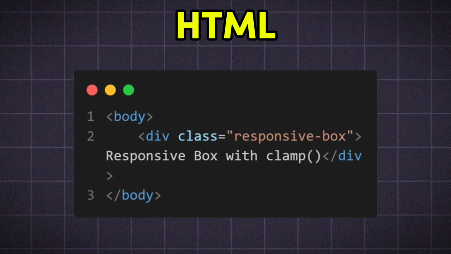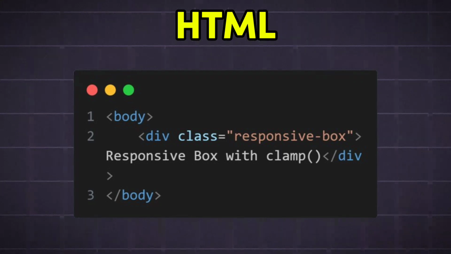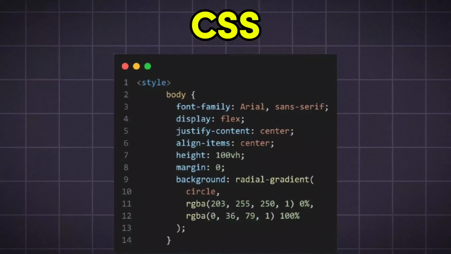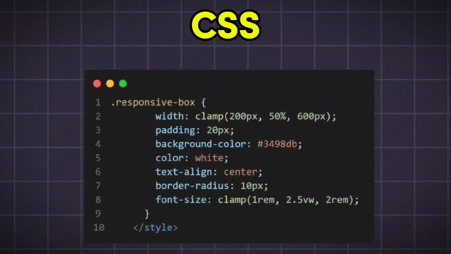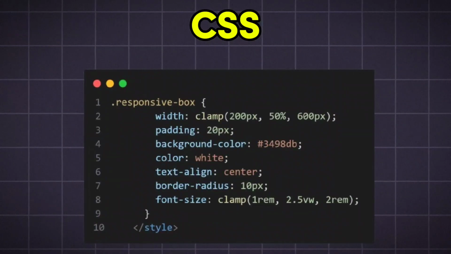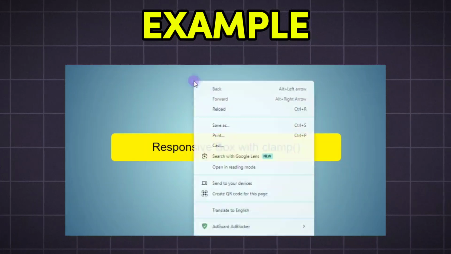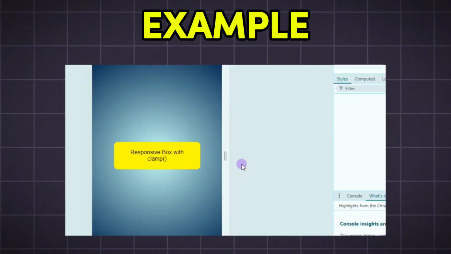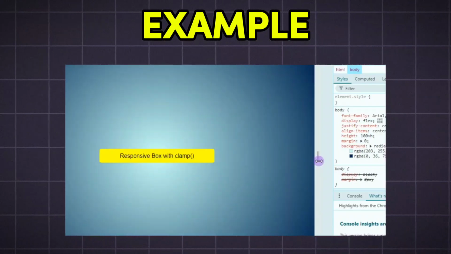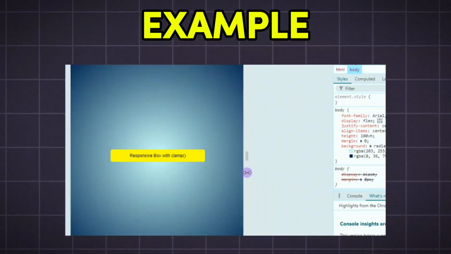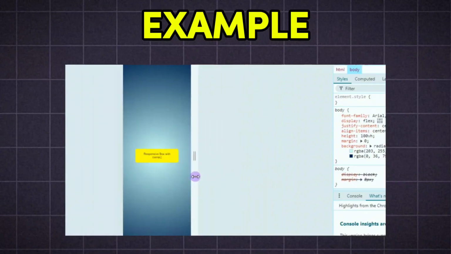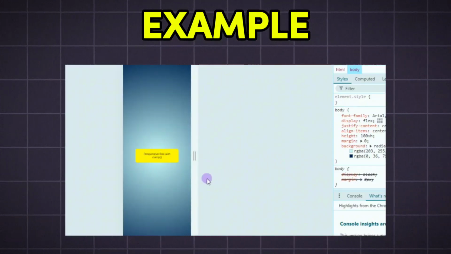In this example, I used the clamp function to make the box and text responsive. The box width is set to a minimum of 200 pixels, preferred 50%, and maximum 600 pixels. So it adjusts based on the screen size. The font size also uses clamp to stay between 1 rem and 2 rem, scaling with the viewport. This ensures everything looks good on any device.